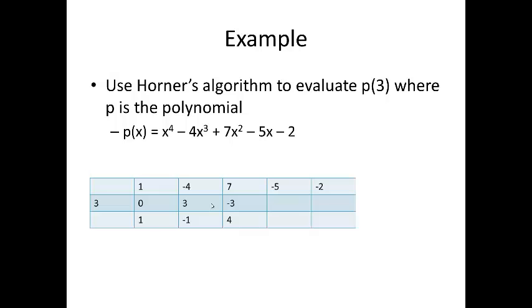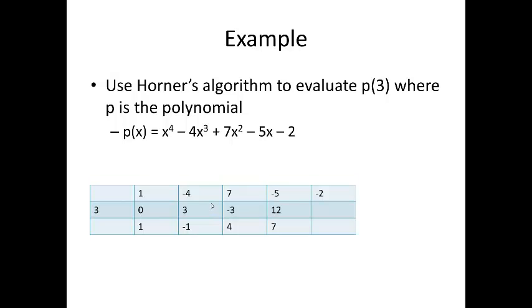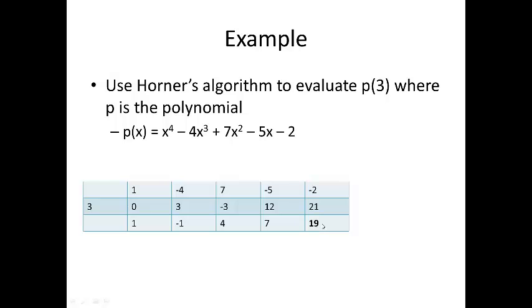Now we take the 4, multiply by 3, and then put that result 12 underneath the minus 5. Minus 5 plus 12 is 7. Finally, we take the 3, multiply by 7, down here, move it here, 21, and then we add minus 2 and 21, and we'll get 19.